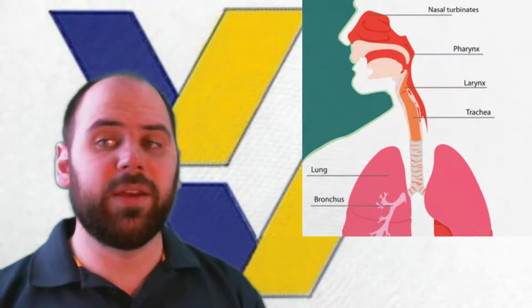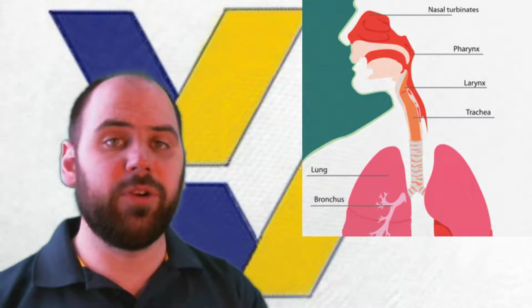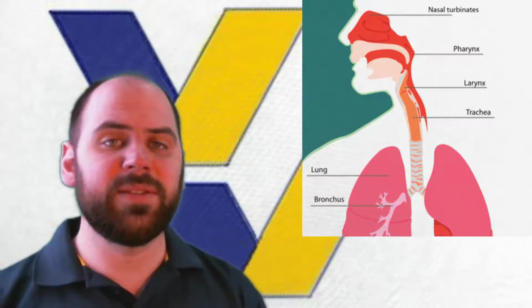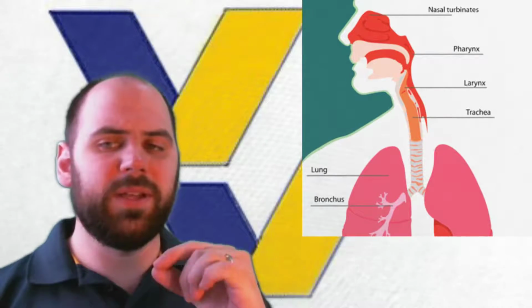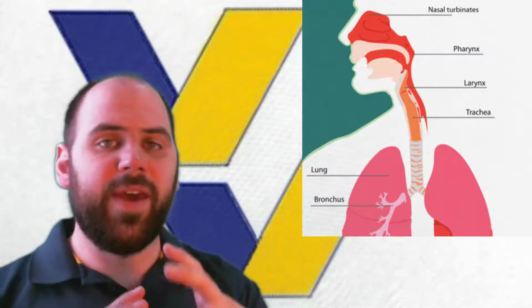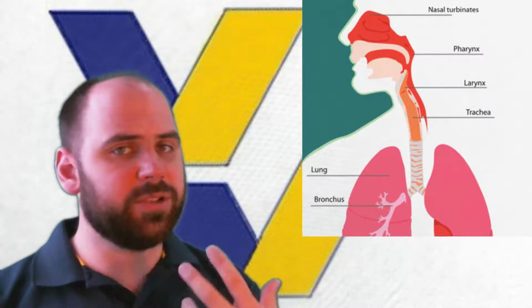It's also the trachea which contains the vocal cords. These are what help us speak, what help us make sounds. They're two basically elastic muscles which vibrate up and down, and that's what helps us create our sound.